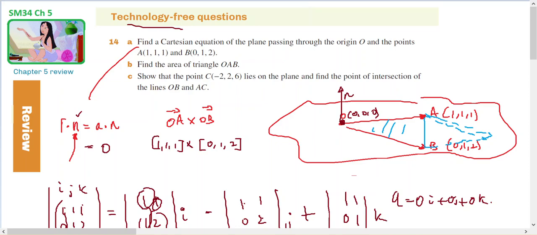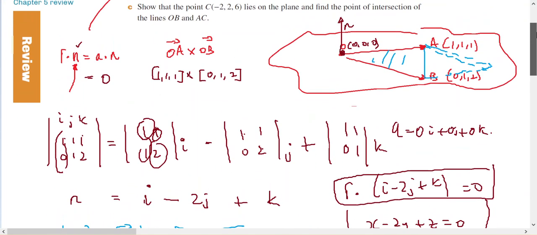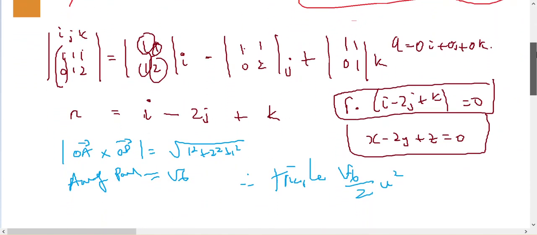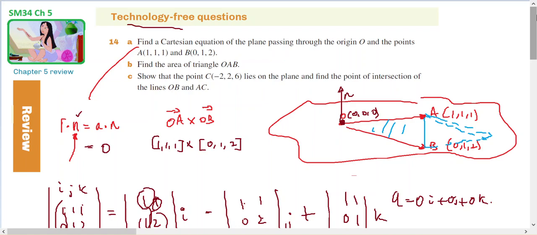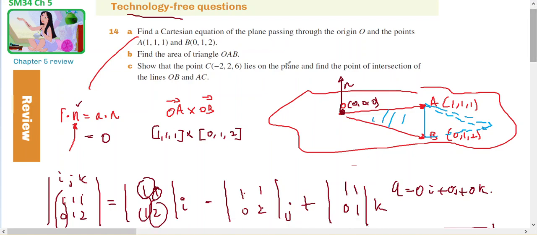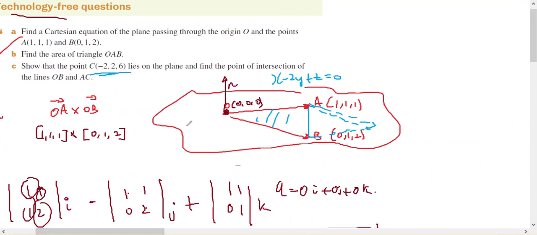Okay, so this is part C in question 14. I have this plane. I know the equation of the plane is going to be x minus 2y plus z equals 0. And I've got to show that this point, point C, lies on the plane.